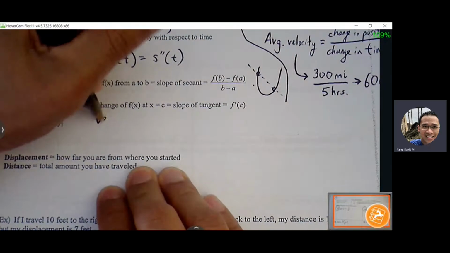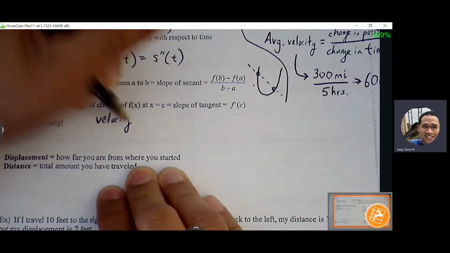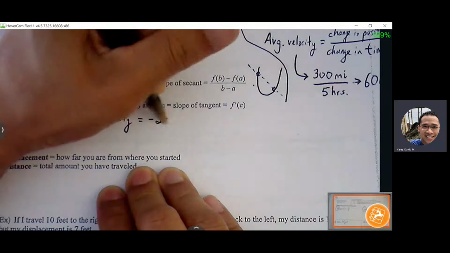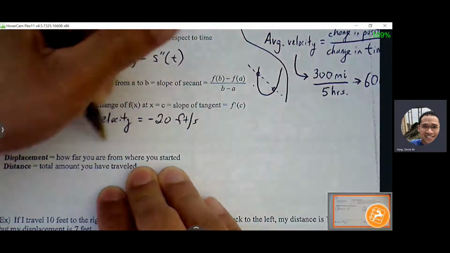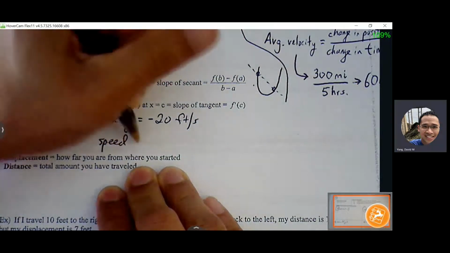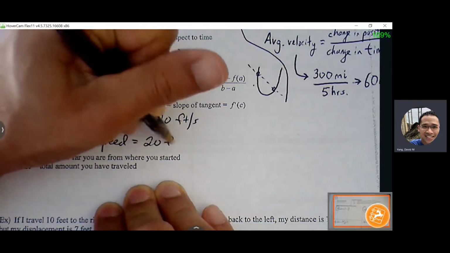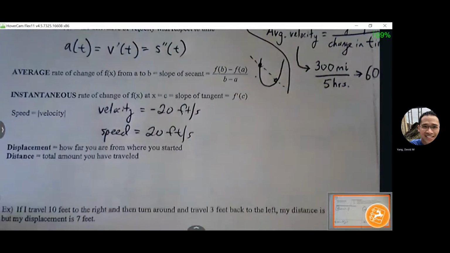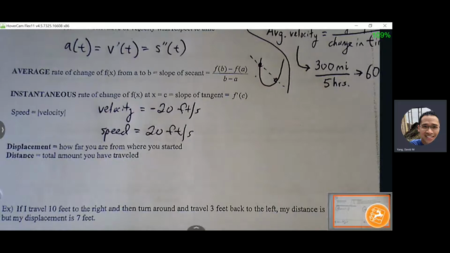So for instance, if velocity is negative 20 feet per second, the speed would be the positive version. And if velocity is positive, then your speed will remain the same. It'll be positive as well. So the only time your velocity and your speed will be different is if velocity is negative and you're forcing the speed to be positive.